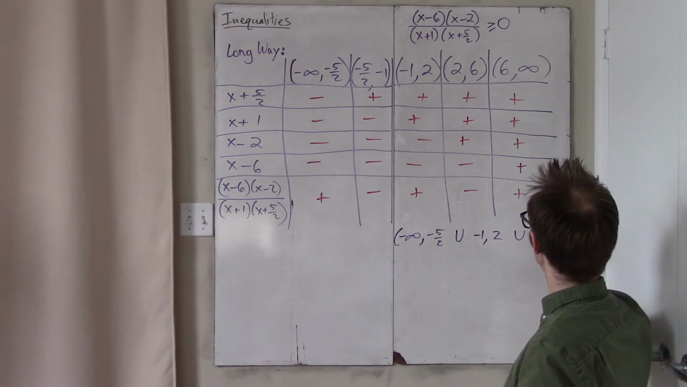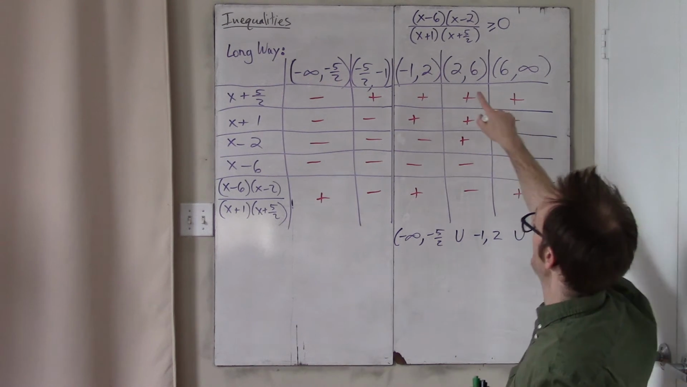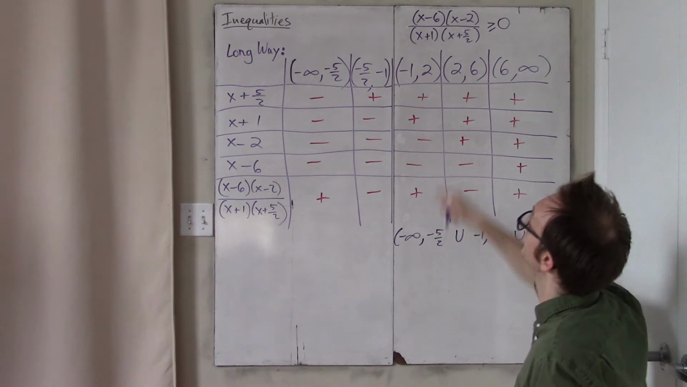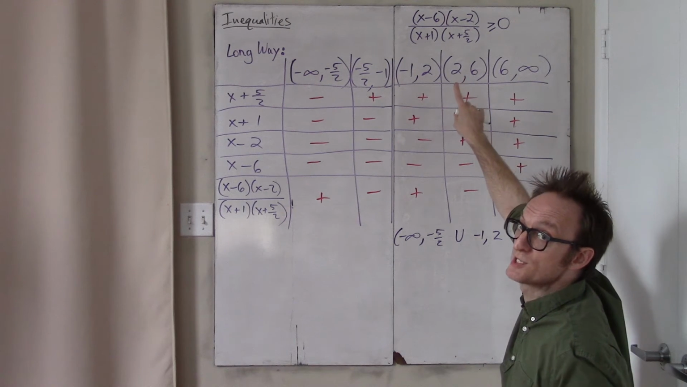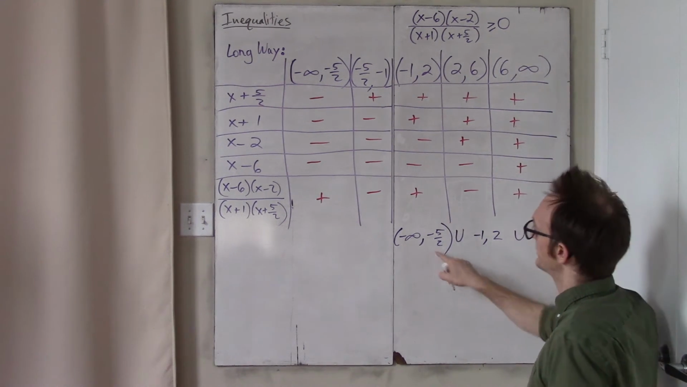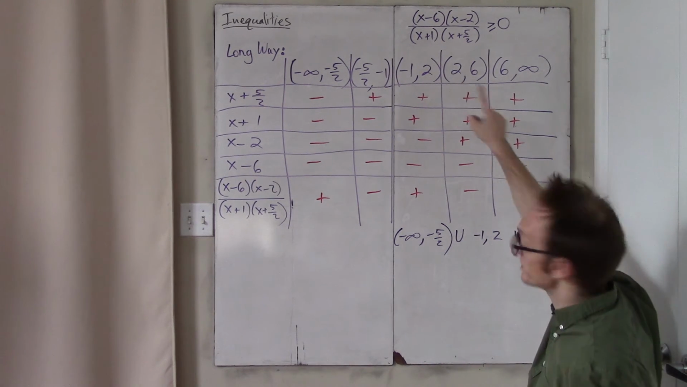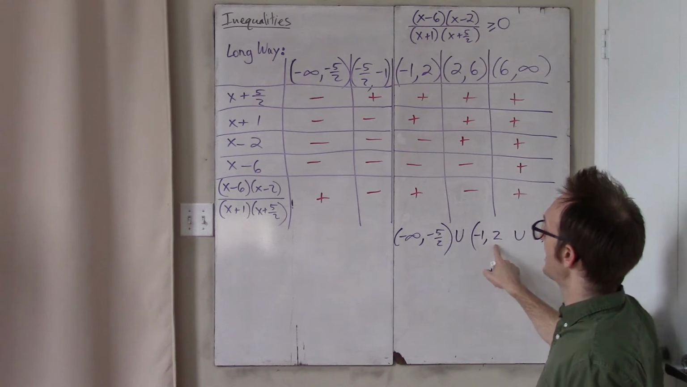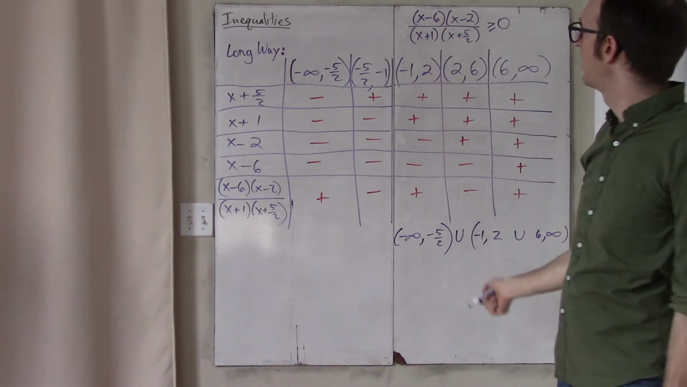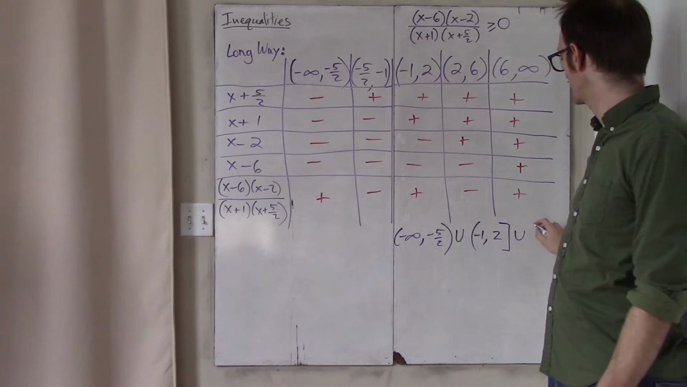And now I just need to check the endpoints, so to speak. Well, if x is exactly negative 5/2, is that a solution? Well, no, because that's going to crash the denominator, and so that will not be a solution. So in other words, exclude negative 5/2. How about negative 1? If x is negative 1, is that a solution? Well, no. Once again, we're going to blow up the denominator. But if x is 2, well, now that's 0, so the whole thing becomes 0, and 0 is greater than or equal to 0. So 2 should be included, and similarly 6 should be included.